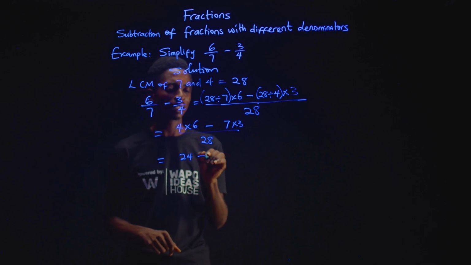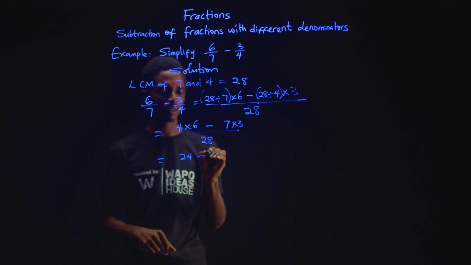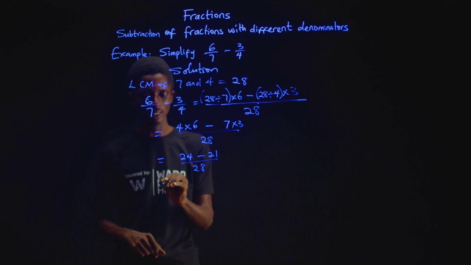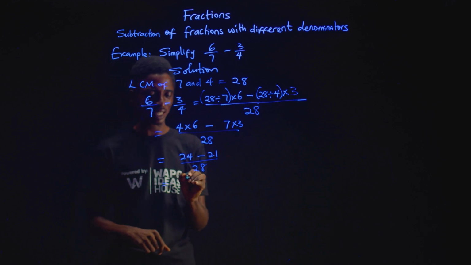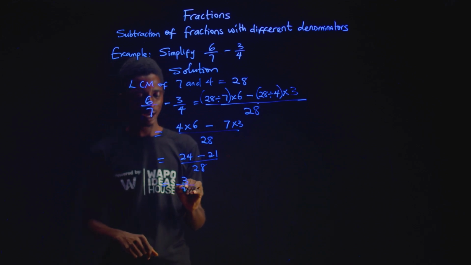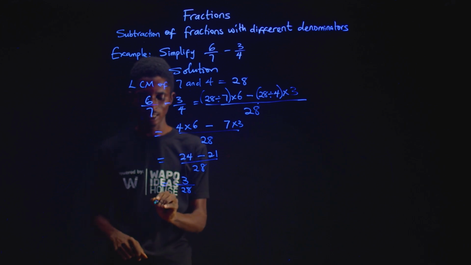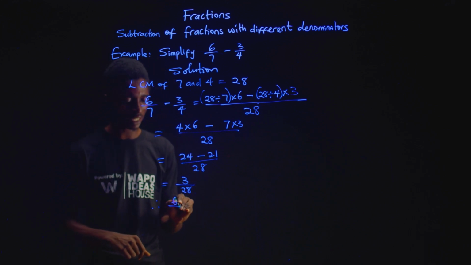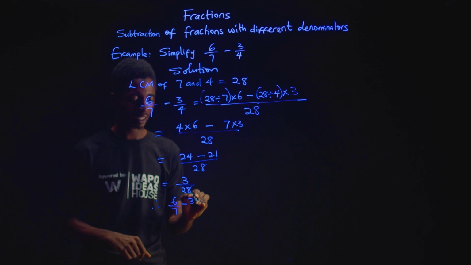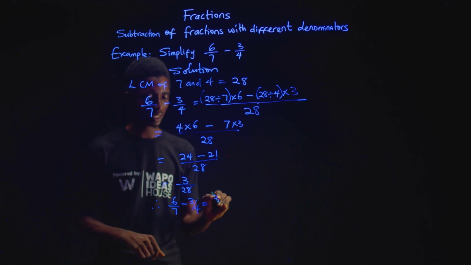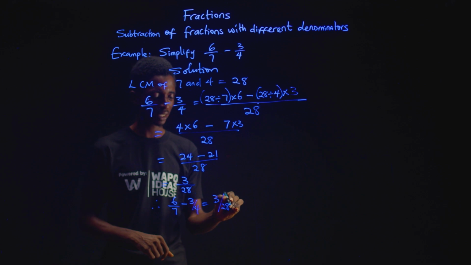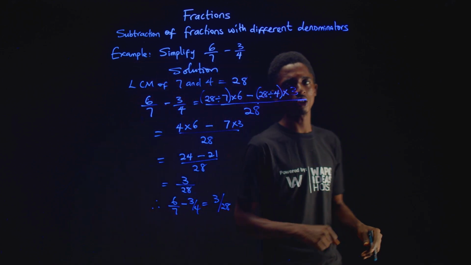24 minus 7 times 3 will give us 21 over 28, giving us a final answer of 3 over 28. Therefore, we conclude by saying 6 over 7 minus 3 over 4 gives us 3 over 28. And that's the solution to the problem.